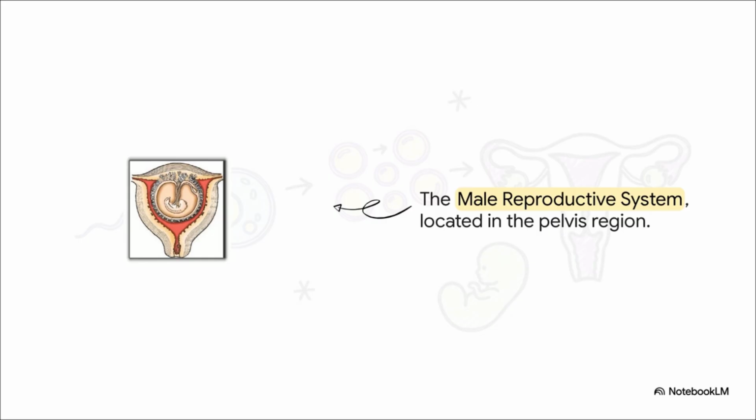We'll kick things off with the male reproductive system, which you'll find in the pelvis region. It's made up of a bunch of interconnected parts. You've got the primary organs, the testes, and their main job is to produce sperm. But it's not just about making them. There's a whole network of accessory ducts and glands that help mature, store, and transport these cells. So let's zoom in on the factory itself, the testes.